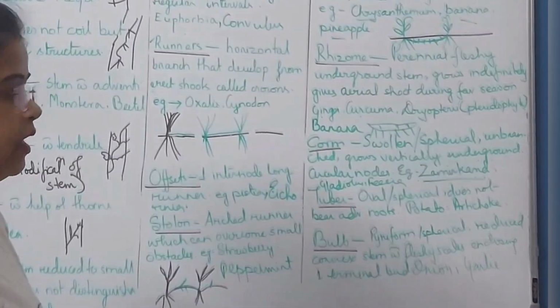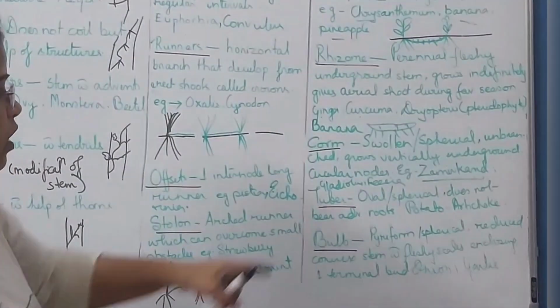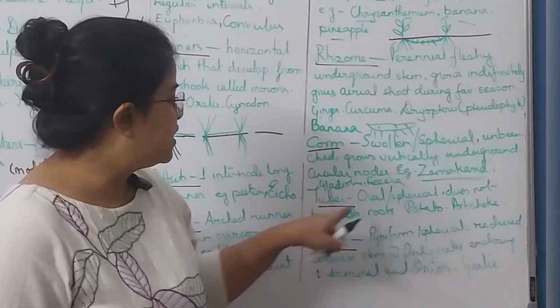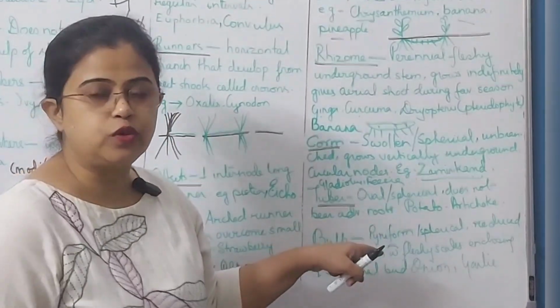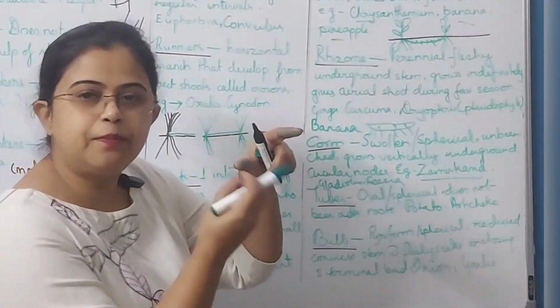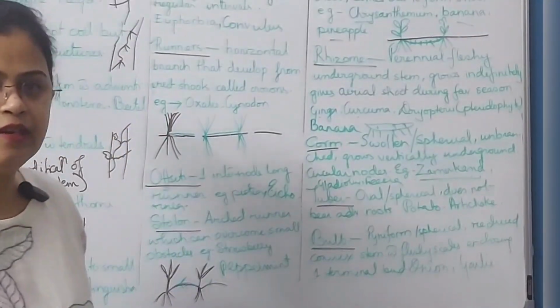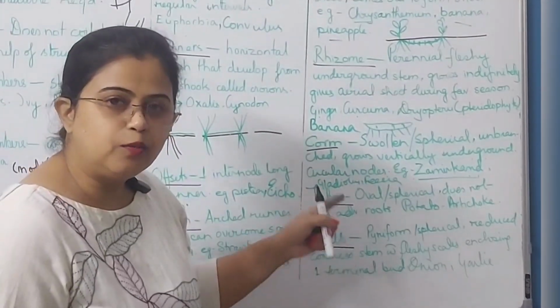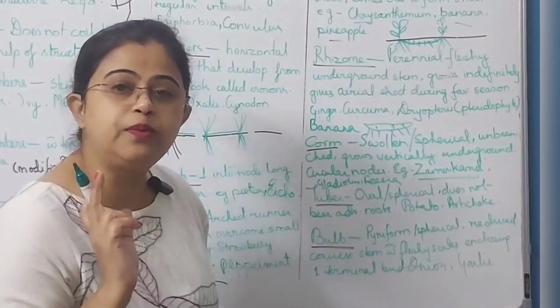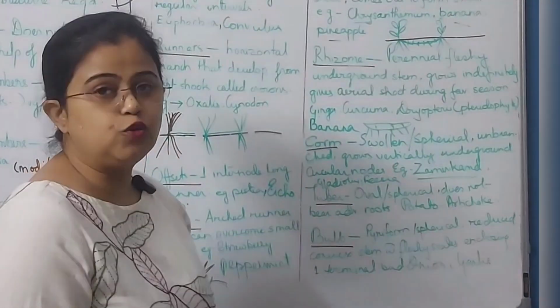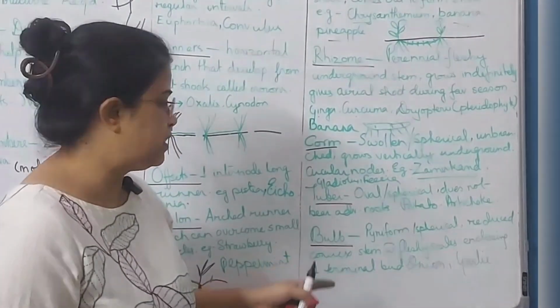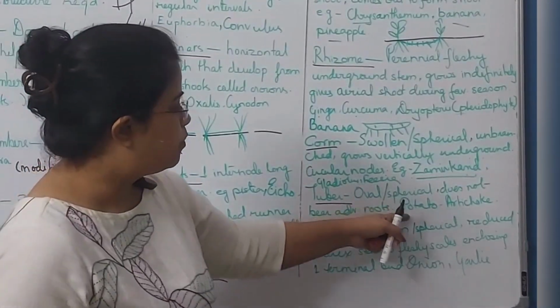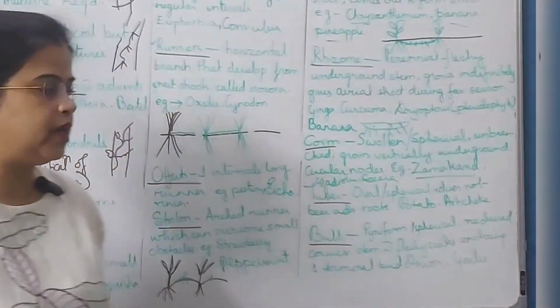Tuber is nothing like our favorite aloo. Oval or spherical, does not bear adventitious root. आलू के नीचे से आप कभी roots नहीं देखेंगे. So out of these underground modified stems, which structure does not bear a root? That is a tuber. Okay, please mark this. Does not bear root. Potato में देखने को मिलता है, artichokes में.